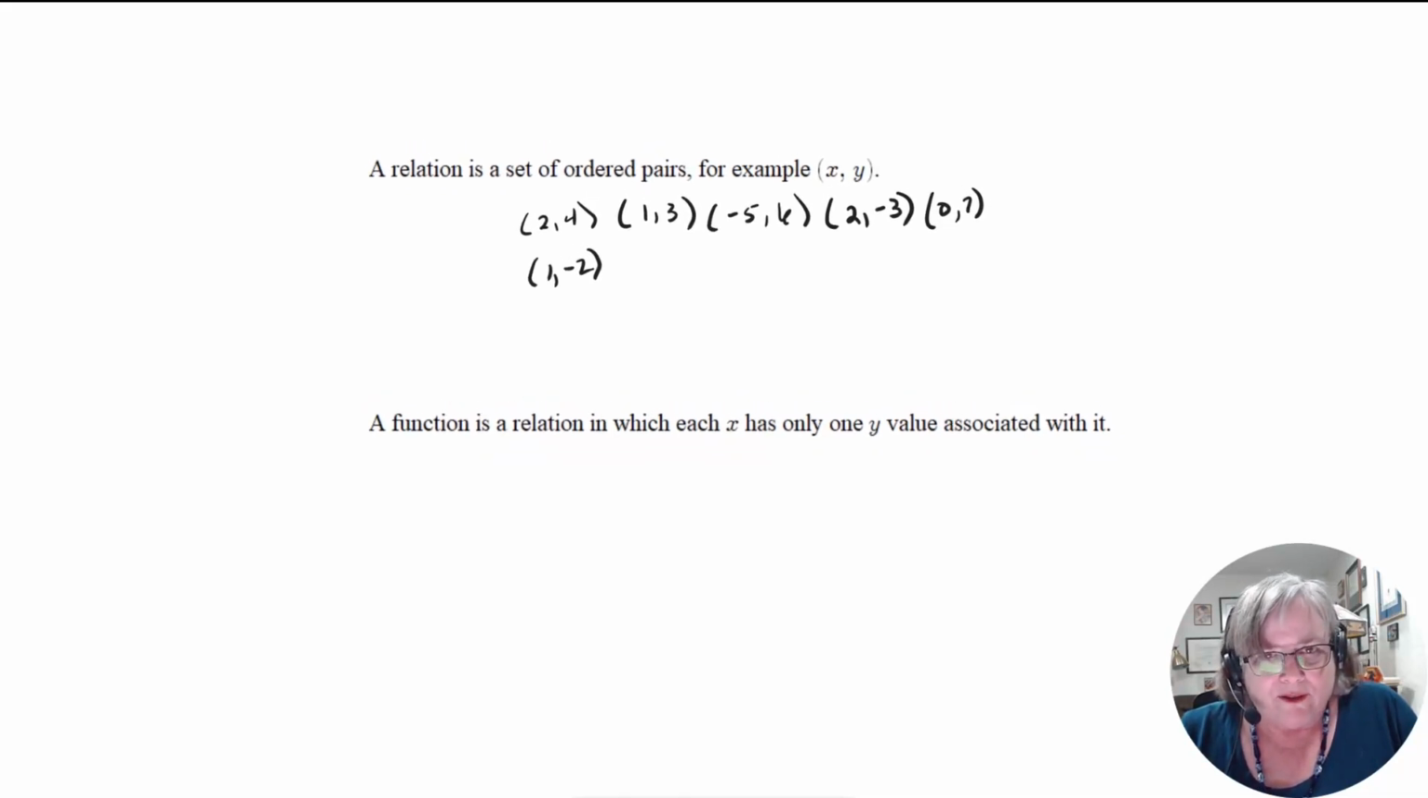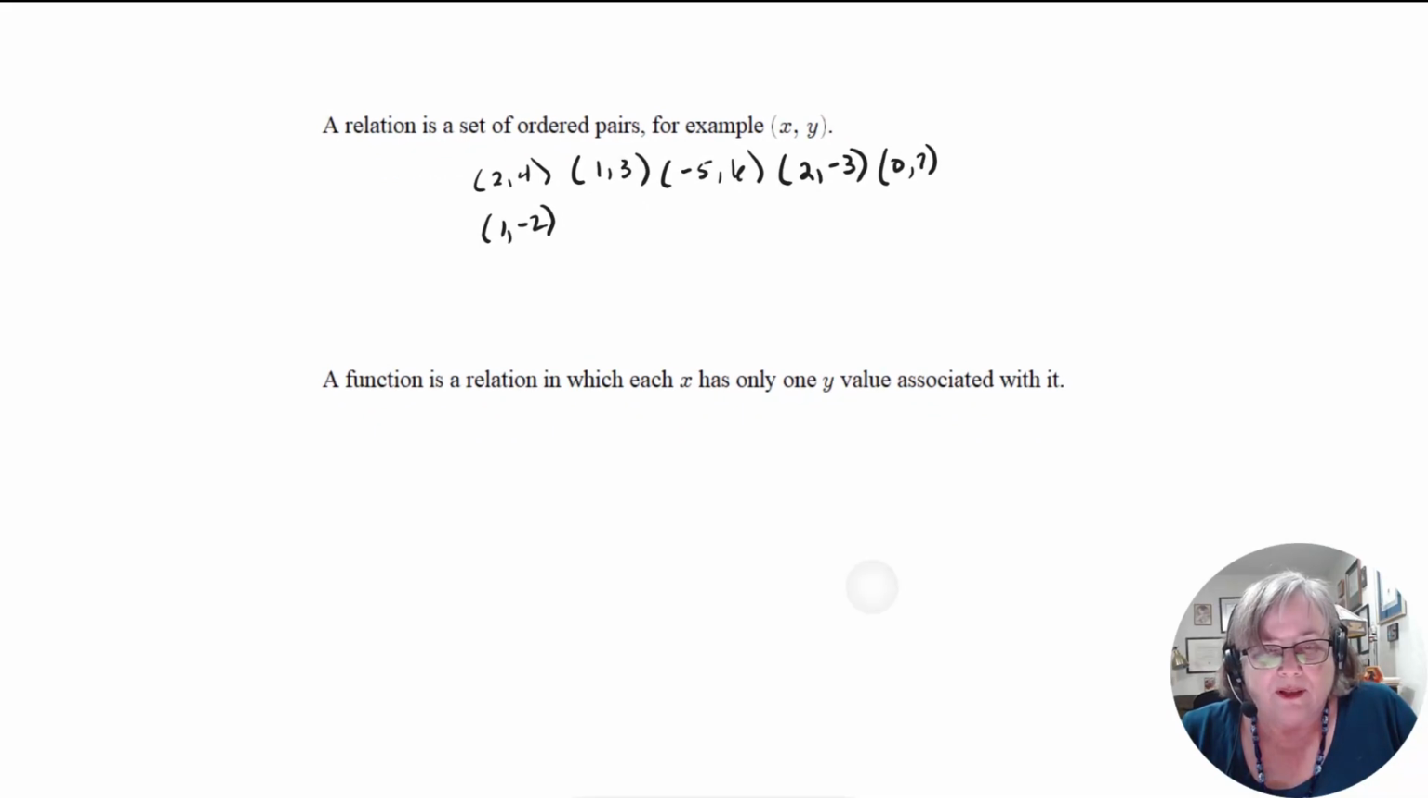It is not a function, because a function is a relation. So if relations are any set of ordered pairs, a function is a subset of those ordered pairs in which each x has only one value of y associated to it.